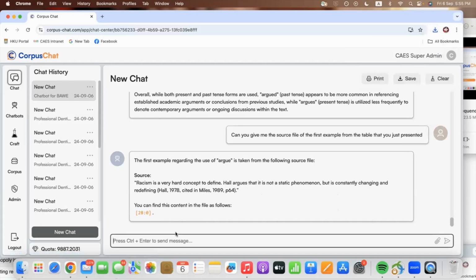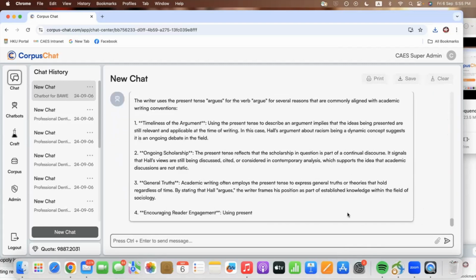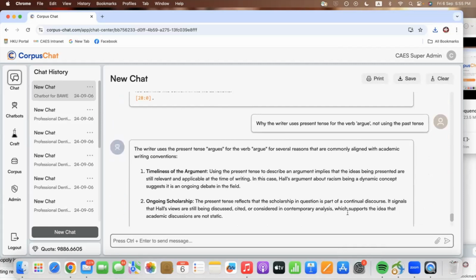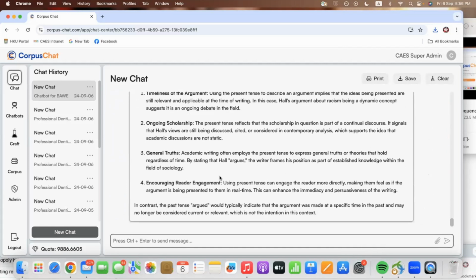Maybe you can also ask follow-up questions. Why did the writer use present tense for the verb argue, not using the past tense, let's say, okay? That's always a challenge for the students, which tense they have to choose when it comes to using a citation verb. And then here it has some pretty good explanations, sort of like building on the knowledge. We use present tense for several reasons. It's mainly the timelessness of the argument, maybe ongoing scholarship, maybe it is a general truth.